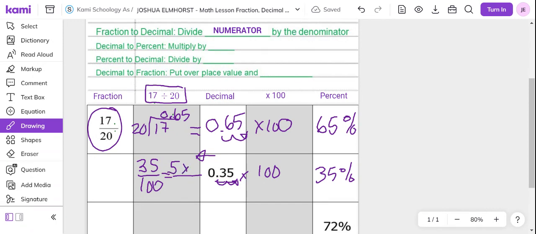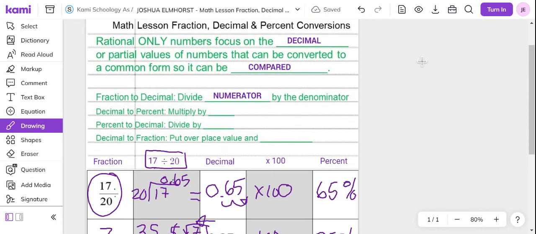But I like to teach the factoring method. So the factors for 35 are 5 times 7. And then the same factor, 5 times 20, is 100. So taking that factor of 5 out will simplify this fraction to 7 over 20.